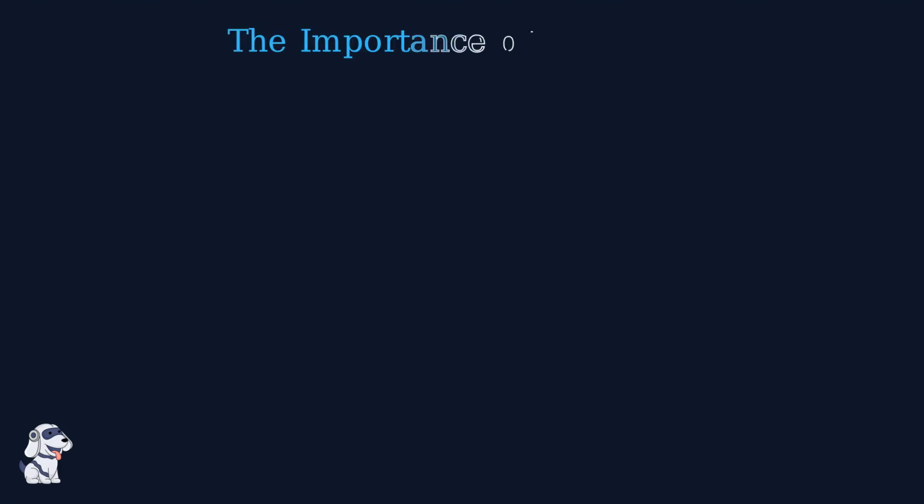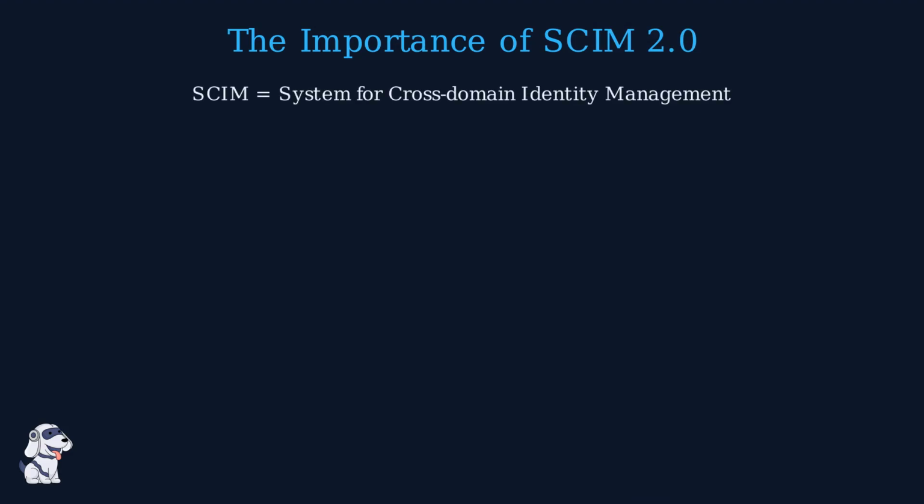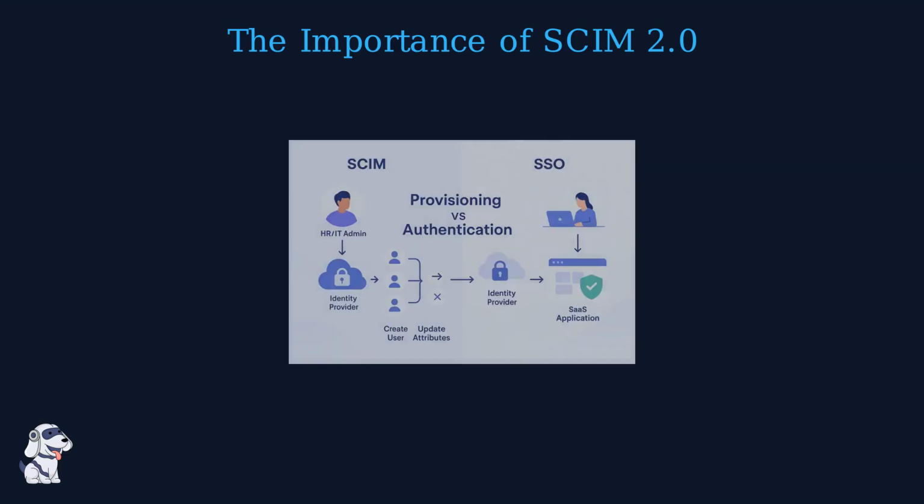While single sign-on handles how you log in, SCIM 2.0 manages the life of your account. It acts as an automated bridge between your corporate directory and Snowflake. Think of SSO as the door lock and SCIM as the person who builds the room. SSO authenticates your identity, but SCIM handles the creation, updating, and deletion of your user account.